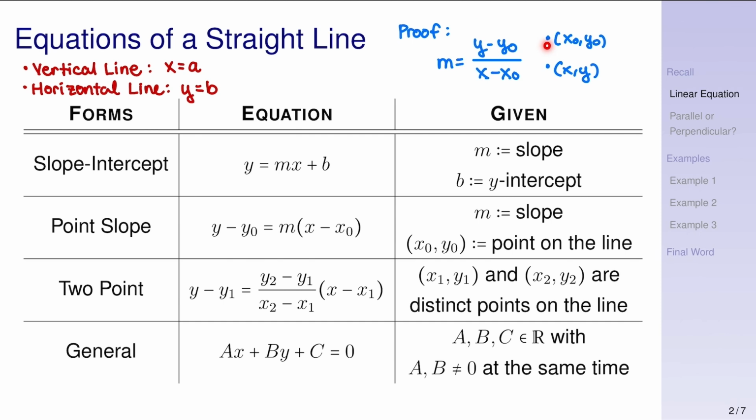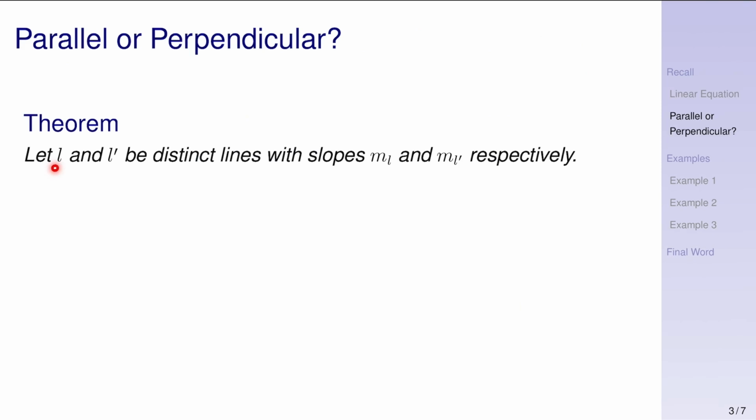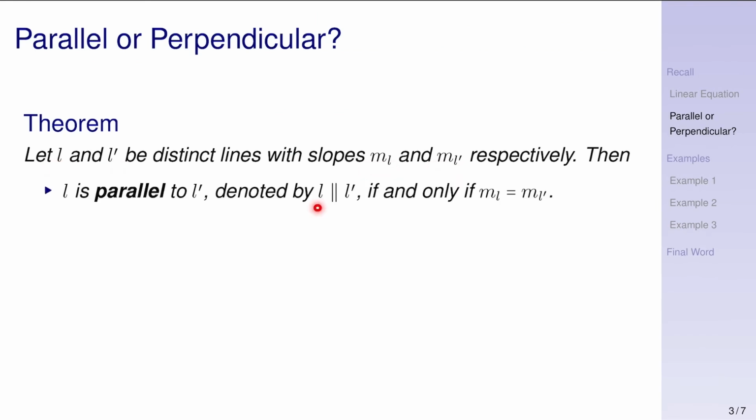As mentioned earlier, an immediate consequence once you have this is determining whether two lines are parallel or perpendicular. So we state them formally in a theorem. Given two distinct lines L and L prime with slopes m sub L and m sub L prime respectively, we see that these lines are parallel, denoted by this symbol, if and only if their slopes are equal.